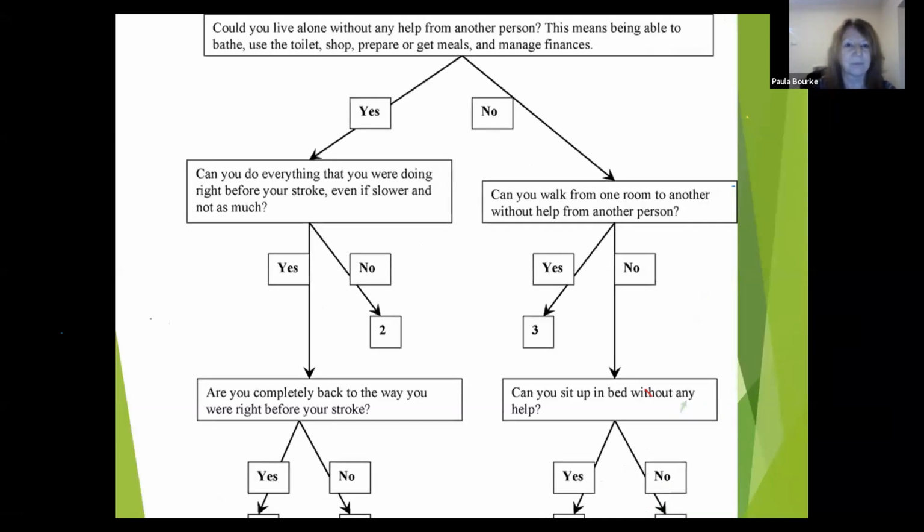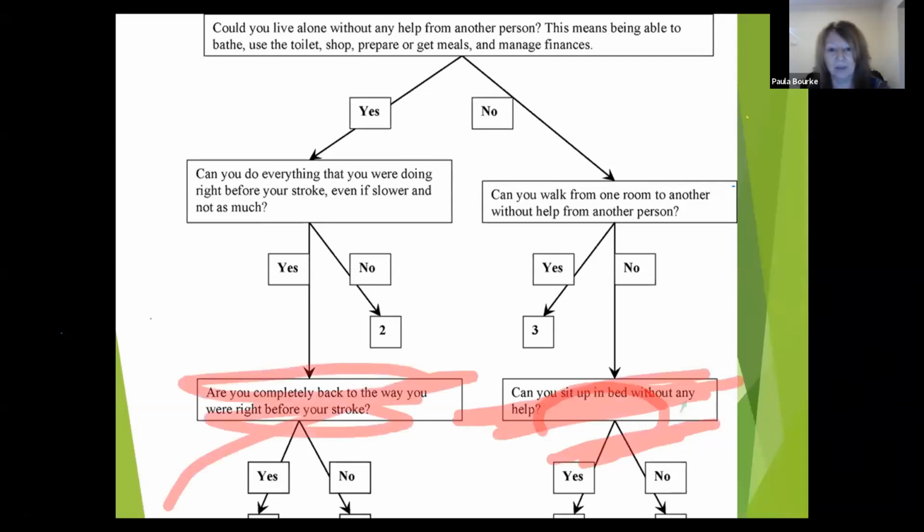range. And it's very easy to do this score system if you ask simple questions, and you can actually do it on the phone call. So a year after the stroke, you can phone people up and say, can I ask you a few questions? And if you answer them through, you can then see where you're up to. So could you live alone without help from any person? This means being able to bathe, use the toilet, shop, prepare all meals, cook, and manage your own financial affairs.